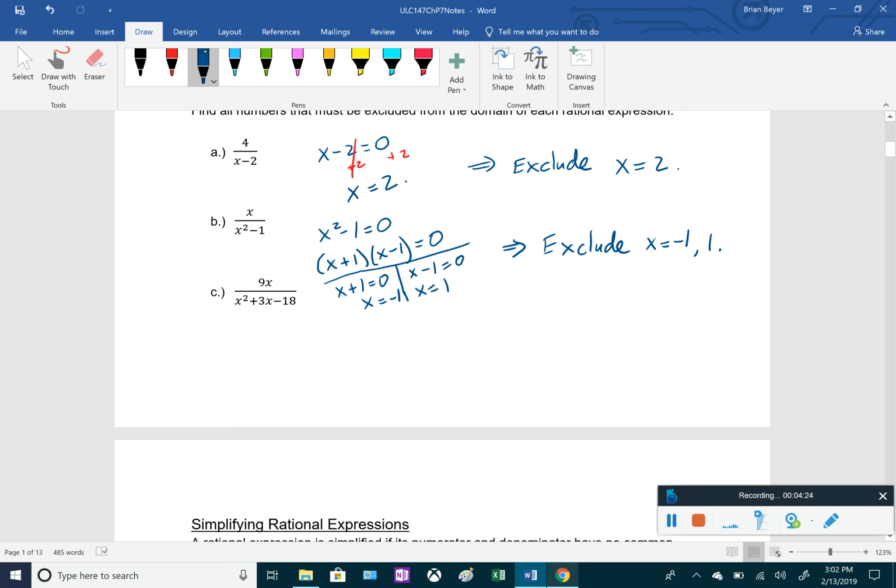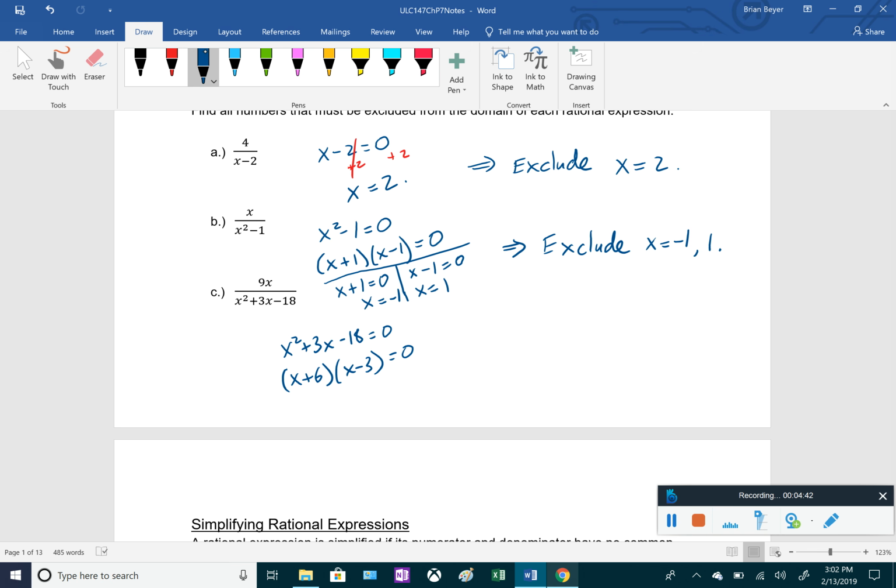One more here, x squared plus 3x minus 18. That's the denominator. We have to make sure that it's not equal to 0, so we have to see when it does equal 0. We can factor that as x plus 6 times x minus 3.